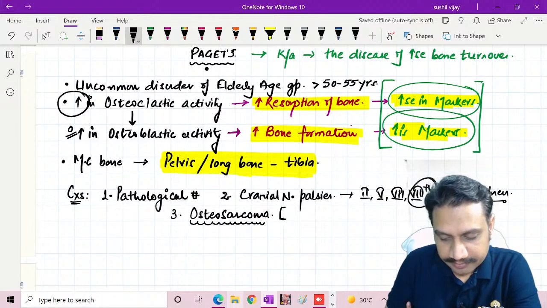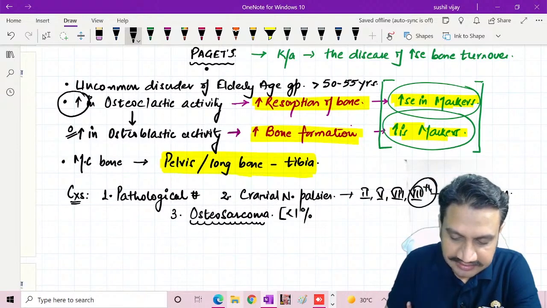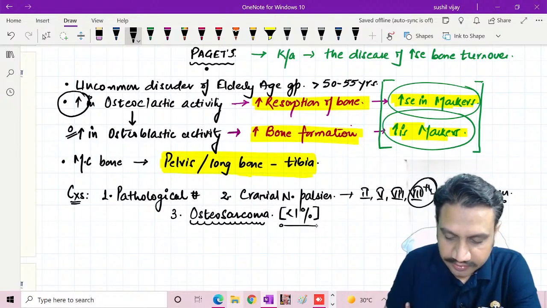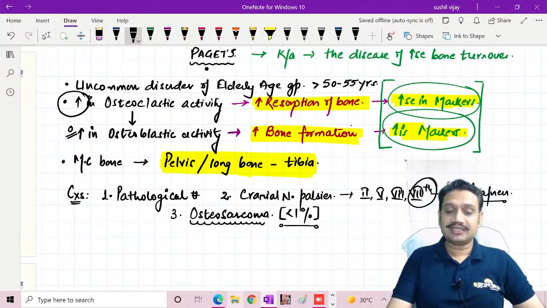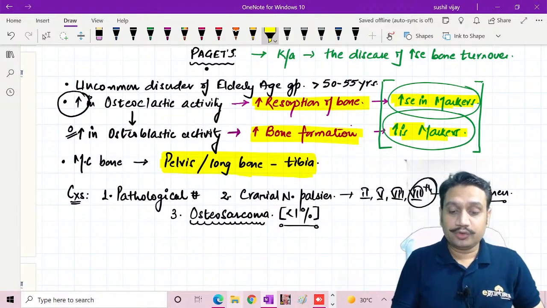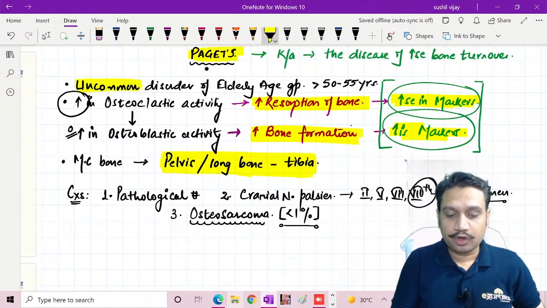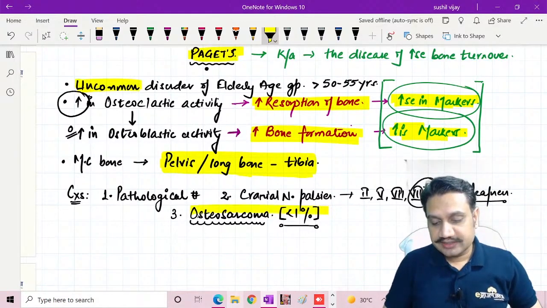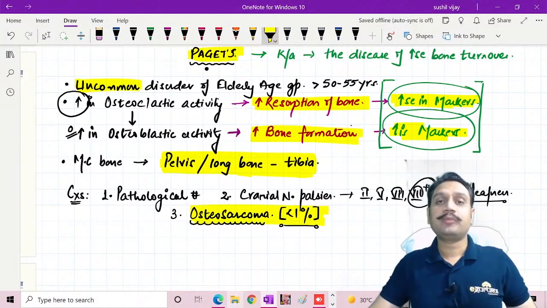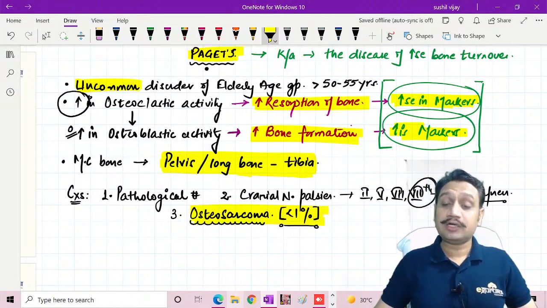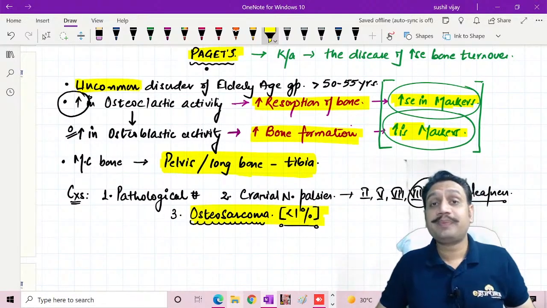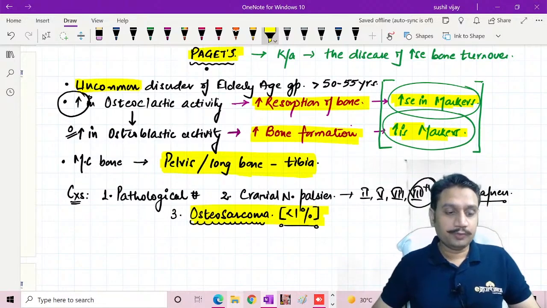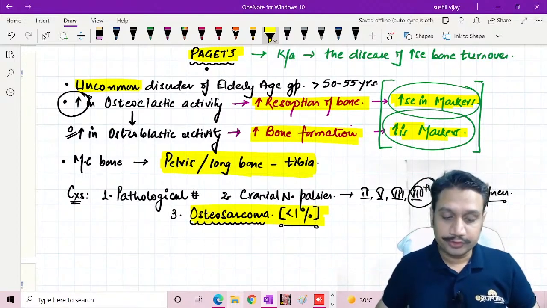But remember, there is less than 1% chance that Paget's will convert into osteosarcoma. I told you that Paget's itself is uncommon, and conversion of Paget's to osteosarcoma is again very uncommon. So it is an uncommon disorder with an uncommon complication, but this is how Paget's moves on. So I hope, Raghu, now Paget's is clear to you.